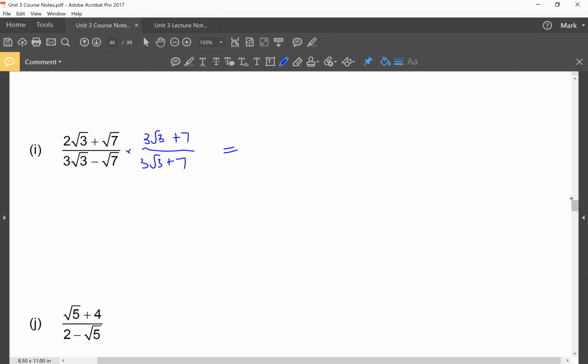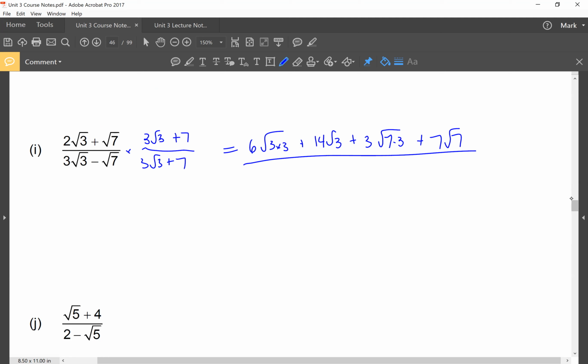So for the top, my first term, I'm going to get 6 root 3 times 3. Then I'm going to get 14 root 3. So guys, I'm just multiplying this out. I just don't have enough room to write it every time. Then I'm going to get 3 root 7 times 3. And then my last terms, I'm going to get 7 times root 7.